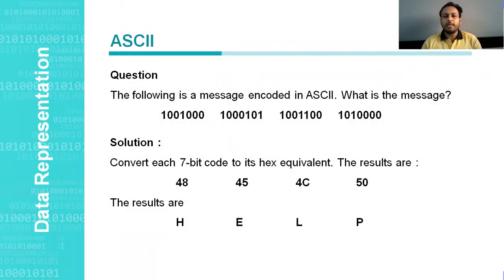Let's take one more example. There is a question: the following is a message encoded in ASCII, what is the message? Don't look at the answer. 100 1000. Okay, let's calculate. The hexa equivalent is 48. 48 in decimal is 72. You can calculate, and the answer is HELP. So we can use these codes to send any encoded message.